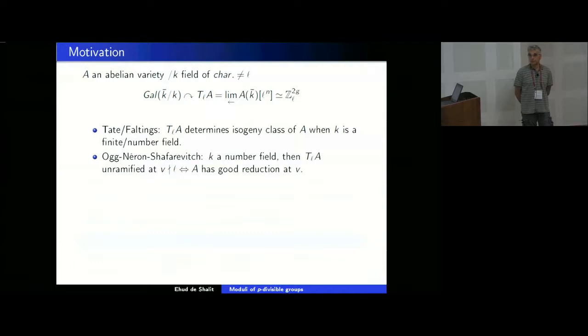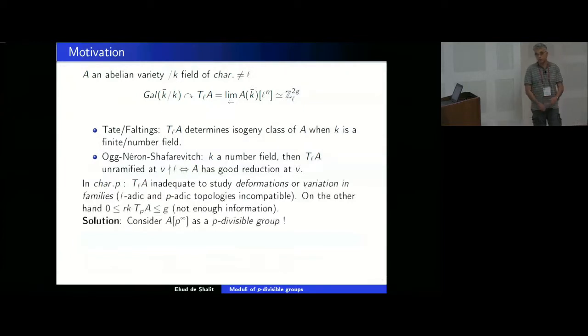As another example, we have the famous theorem of Ogg, Néron, and Shafarevich that says that you can learn where A has good reduction. In the case that K is a number field, you want to see if A has good reduction at v. You look at the representation, and provided v doesn't lie above l, the criterion is that A has good reduction if and only if this representation is unramified at v. However, if you want to study families and deformations over a p-adic base, in characteristic p or p-adically, then the l-adic homology of A is inadequate simply because the l-adic topology of the local system and the p-adic topology of the base, or the mod p topology, do not speak to each other.